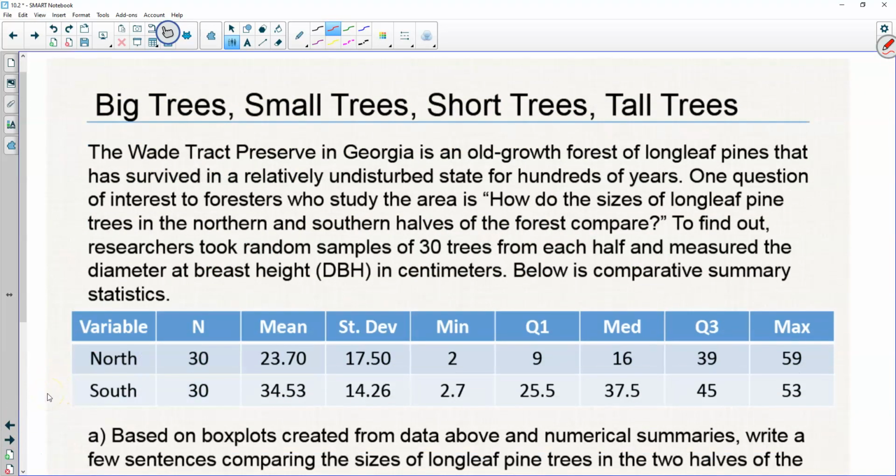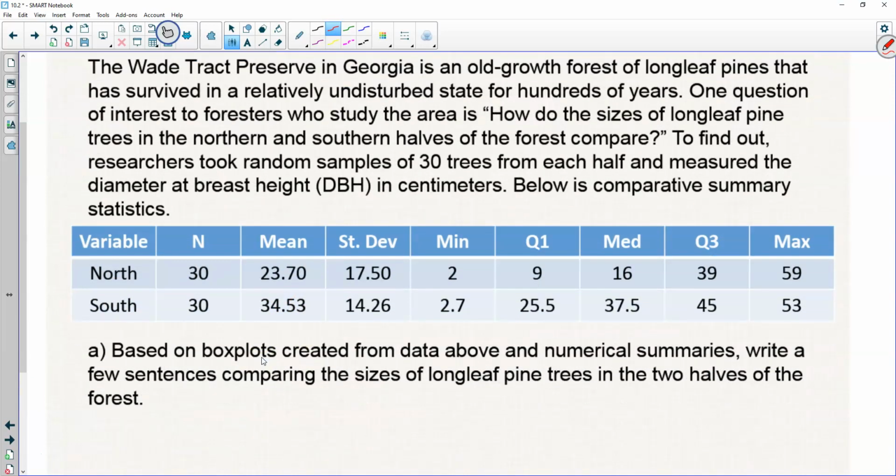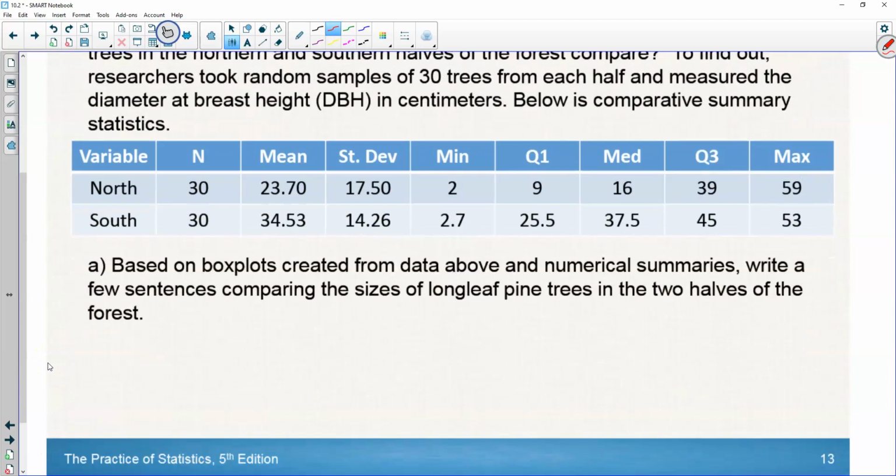The Wade Tract Preserve in Georgia is an old-growth forest of longleaf pines that has survived in a relatively undisturbed state for hundreds of years. One question of interest to foresters who study the area is how the sizes of longleaf pine trees in the northern and southern halves of the forest compare. To find out, researchers took random samples of 30 from each half and measured the diameter at breast height in centimeters. Below are comparative summary statistics. So they did that for us, which is very nice. It's based on the box plots created from the data above and numerical summaries. Write a few sentences comparing the sizes of longleaf pine trees in the two halves of the forest.